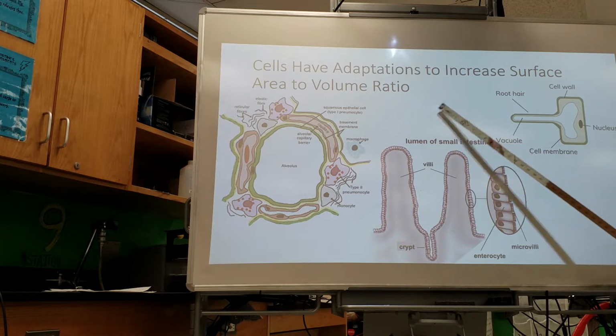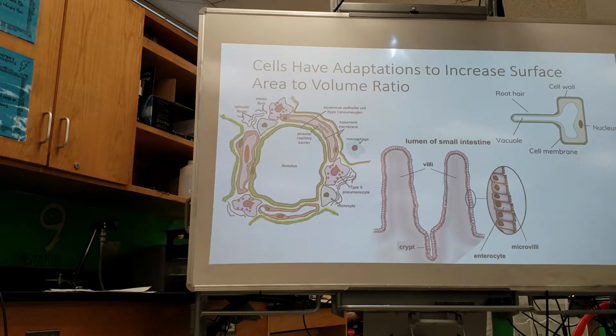You see the same thing in the small intestine of a human. So in our small intestines, if you were able to look at the tissue, if you've ever done a rat or a mouse dissection, oh, I'm sorry, you didn't get to.